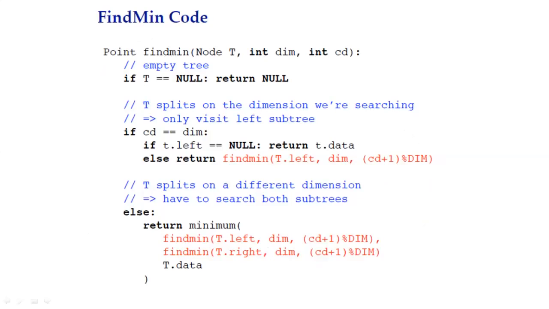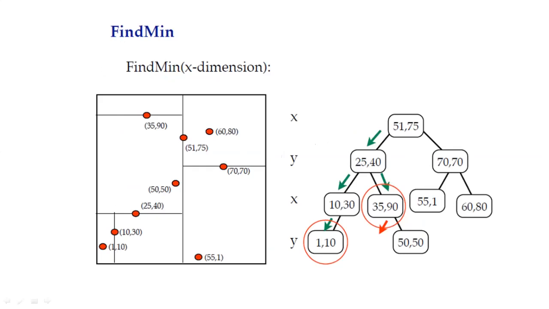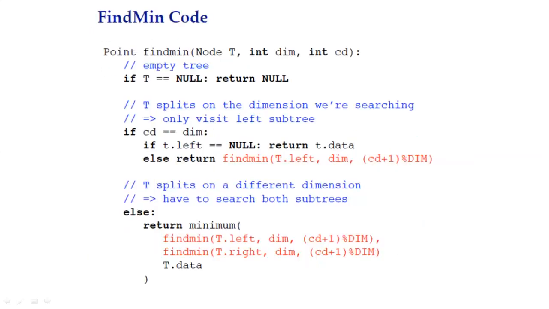So this is the pseudocode for find minimum. Here this is the current node. This is the dimension for which we have to find the smallest. This is the current cut dimension at a particular level in the tree. If the tree is null, there is no question of finding minimum, so we directly return null. If the current cut dimension matches with the dimension we are searching for, then we simply continue only on the left side, because the right side cannot contain the minimum. So here you can see that there is a recursive call with t dot left.